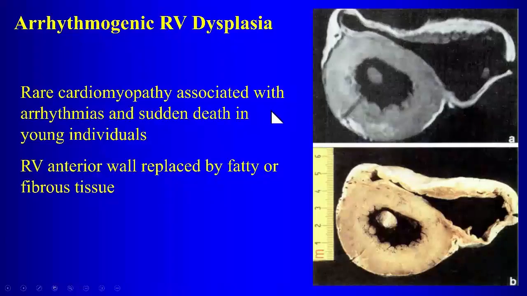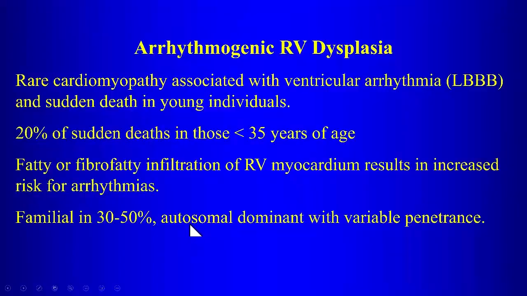So arrhythmogenic right ventricular dysplasia, it's a cardiomyopathy associated with arrhythmias and sudden death in young individuals. So the right ventricular anterior wall is replaced by fatty or fibrous tissue. So you get dilatation of the right ventricle, poor functioning of the right ventricle, but also a risk of arrhythmias and sudden death. So it's associated with ventricular arrhythmias. It's said that 20% of cases of sudden death in less than 35 years of age can be caused by this, and it's from that fatty or fibrofatty infiltration of the right ventricular myocardium.